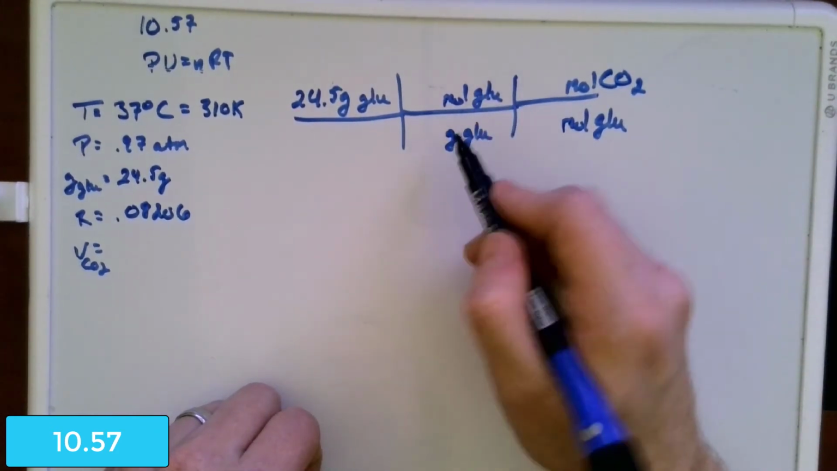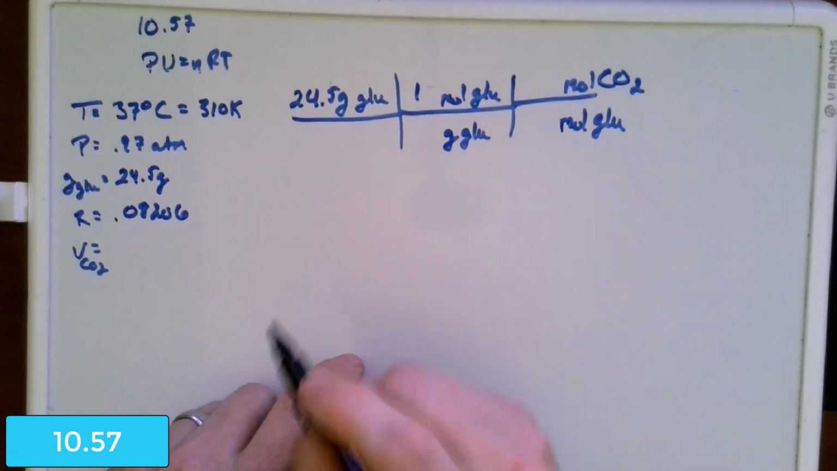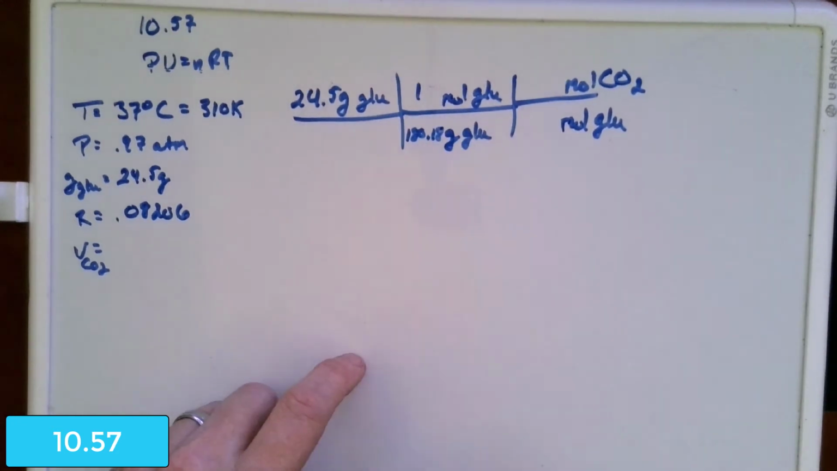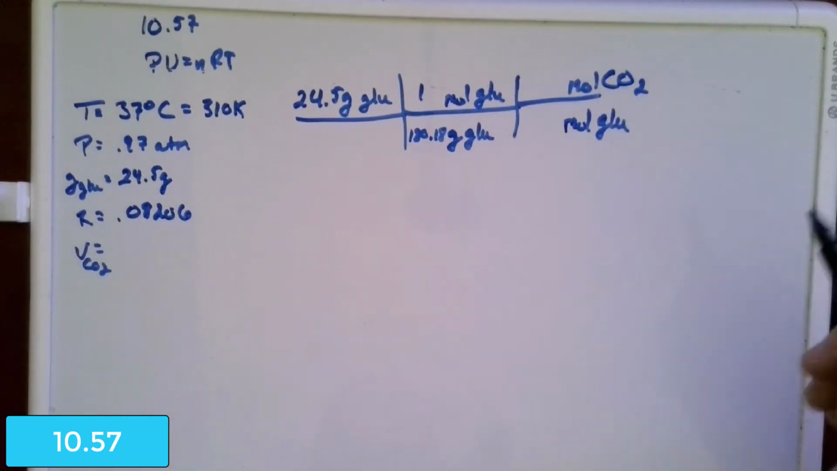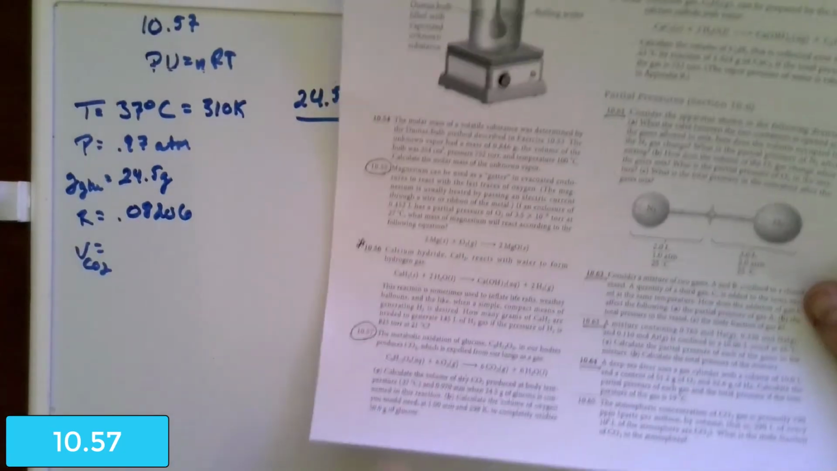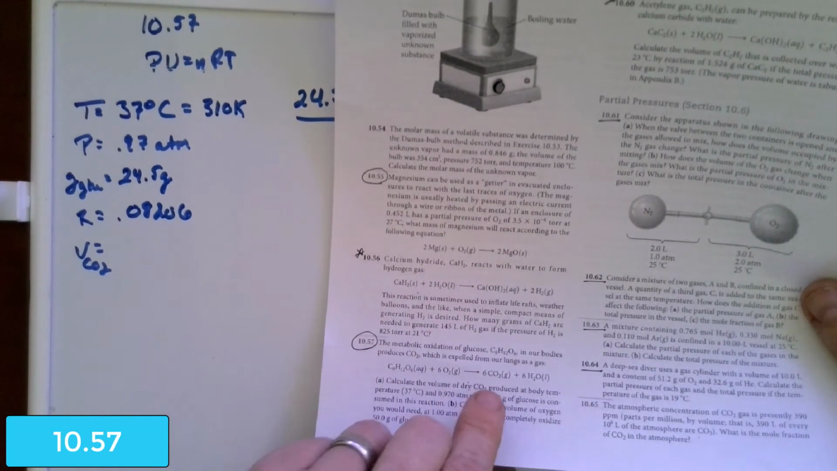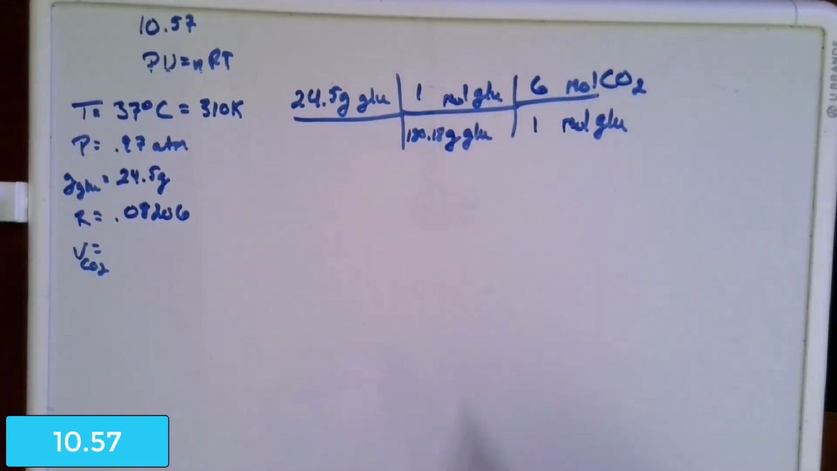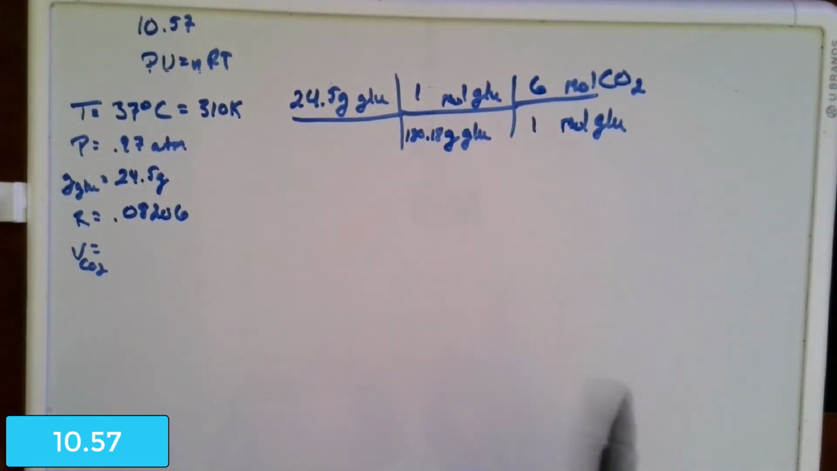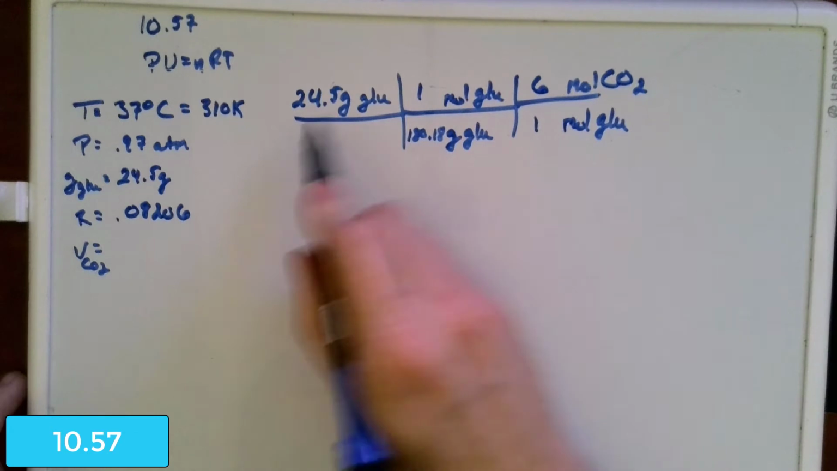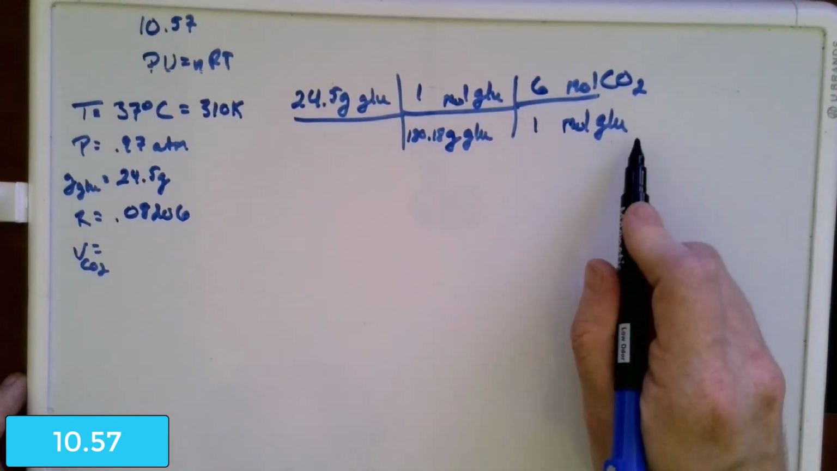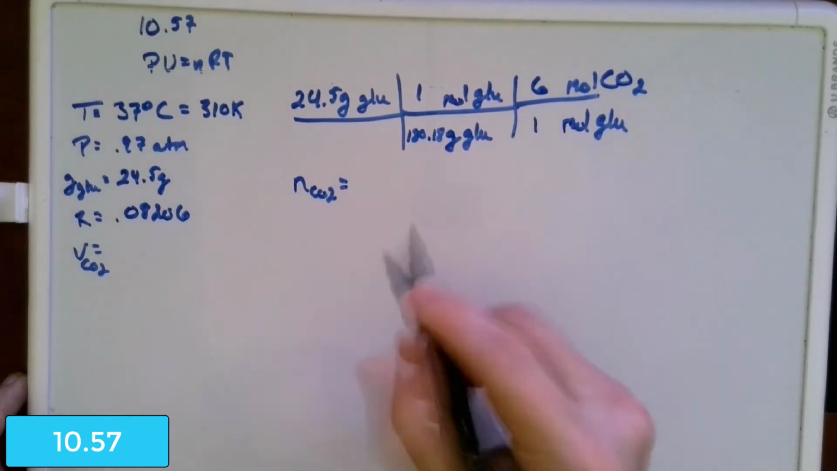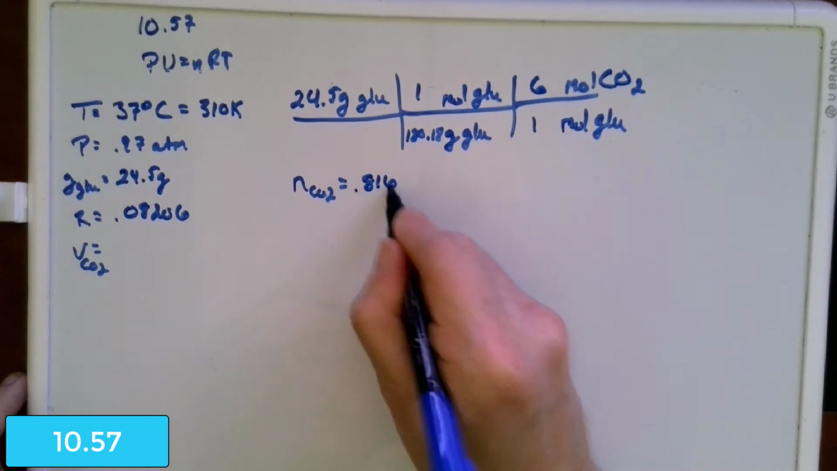Here, gram to mole is merely a molar conversion. 1 mole of glucose happens to have a molar mass of 180.18 grams. And then I end with a mole to mole conversion, and this will come from the balanced equation. According to the equation, 1 mole of glucose creates 6 moles of CO2. With my problem completely set up, I can now solve. Product of the top divided by product of the bottom. In the end, the number of moles of CO2 is going to be equal to 0.816.